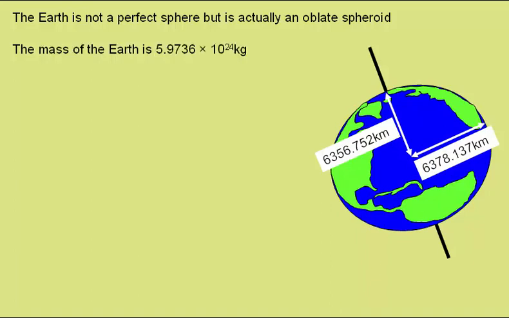The mass of the Earth is 5.9736 times 10 to the 24 kilograms, and we know that force is equal to minus G big M little m over r squared, and also that little g, the gravitational field strength, is equal to the force over mass, which in this case will be equal to minus the gravitational constant times the big M, which we can take as the mass of the Earth, over the radius squared.